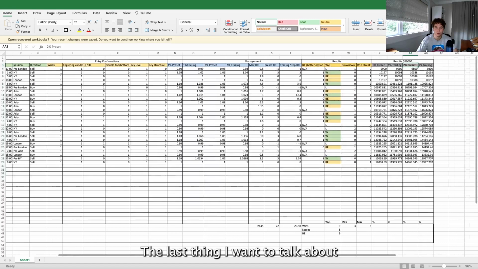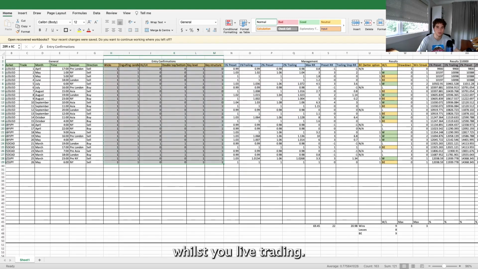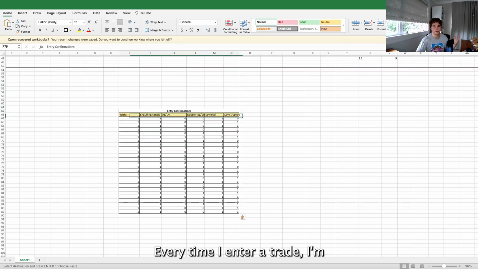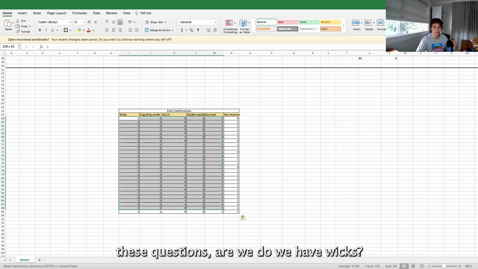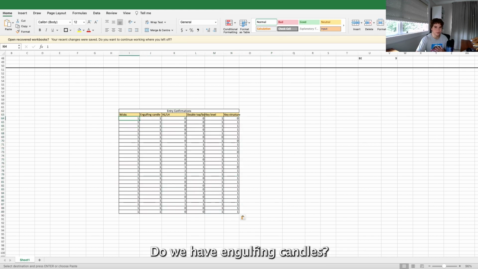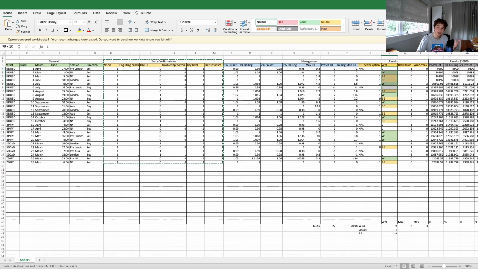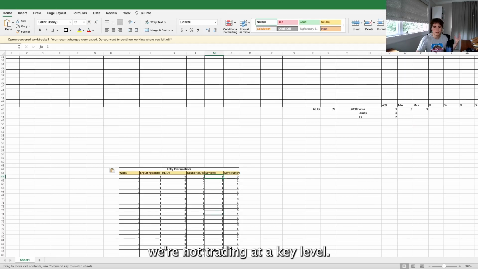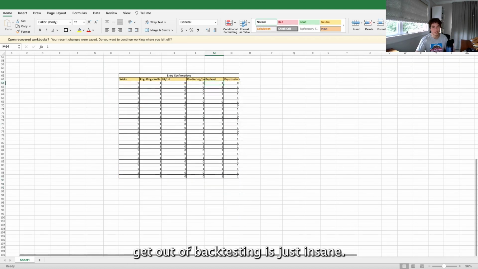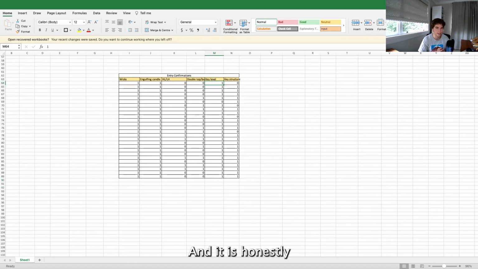The last thing I want to talk about, how you can use this whilst you're live trading. Every time I enter a trade, I'm going to be asking myself these questions. Do we have wicks? Do we have engulfing candles? Do we have this? Do we have this? And then I can look at these and see, we're not trading at a key level. We're only trading at a key structure. So maybe I shouldn't be entering this. Okay, I think the value you get out of backtesting is just insane. And it is honestly the only way you're going to become a successful trader.